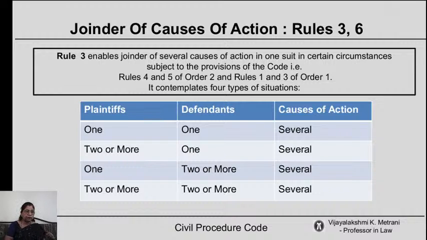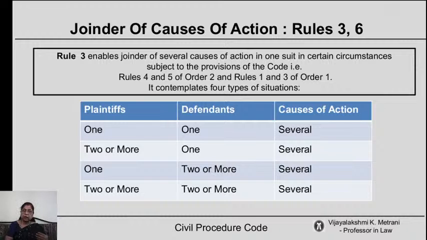Rule 3 sub-rule 1 says, save as otherwise provided, that is, joinder of several causes of action in certain circumstances subject to the provisions of the Code. What are those provisions? Which we have already discussed when we discussed the joinder of parties. Rules 1 and 3 of Order 1 were discussed, and Rules 4 and 5 of Order 2 we have also seen. Rule 4 deals with when there is recovery of immovable property and we have to join the causes of action, then what has to be done?